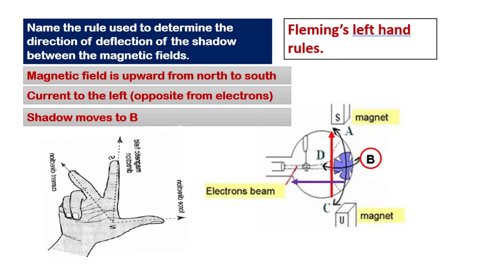So there are 3 fingers. The second finger refers to the magnetic field. The third finger refers to the current. Remember the current is from your nail going to the nail is the direction of the current, and the thumb will show you the direction of the motion. In this case, the direction of the shadow.